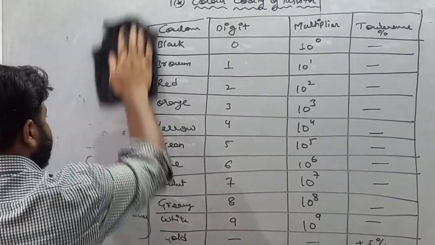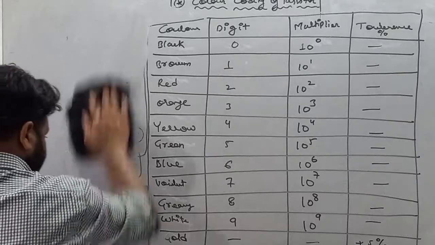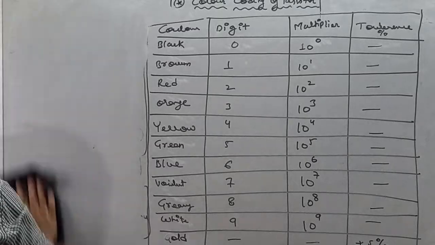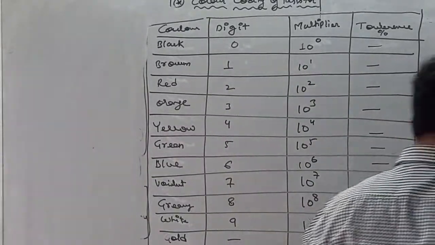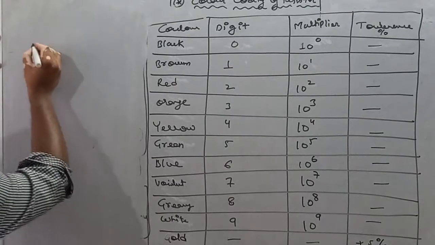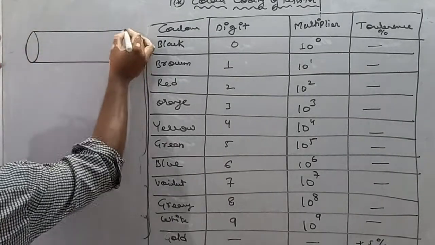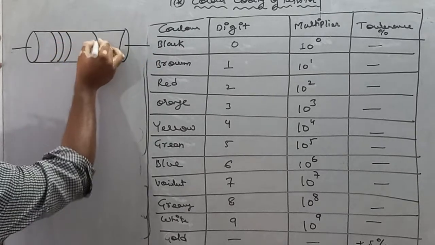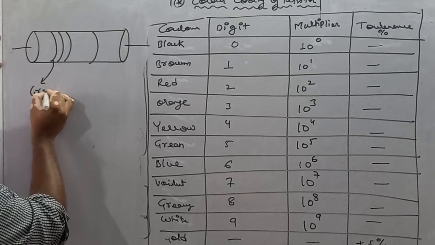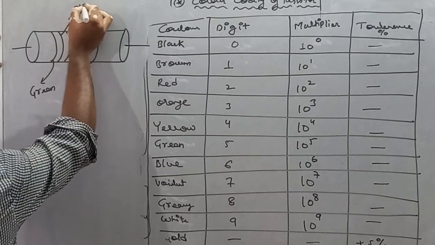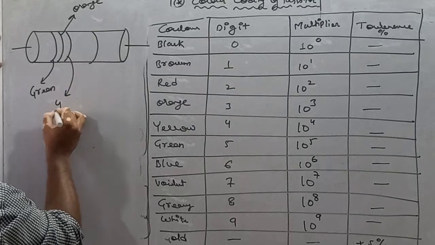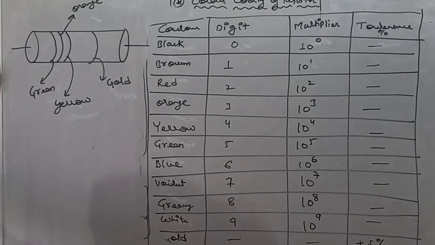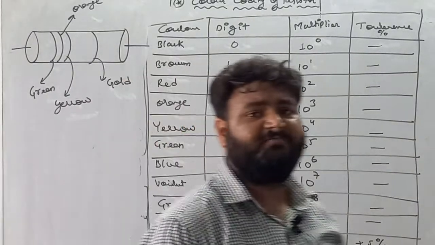Moving forward, my dear student, let's check how we have to give the value of a resistor by its color coding. Let's suppose we have a resistor in which 4 bands are present, 1, 2, 3 and 4. Let's suppose the first band is green, the second band is orange, the third band is yellow and the fourth band is gold. So 4 bands are there and we have to give the value of resistance.